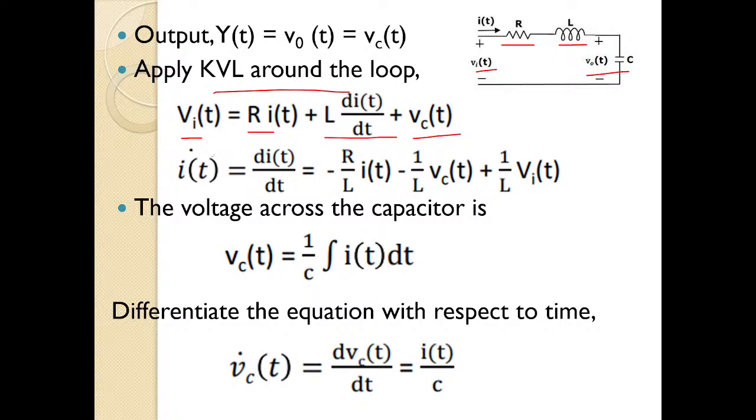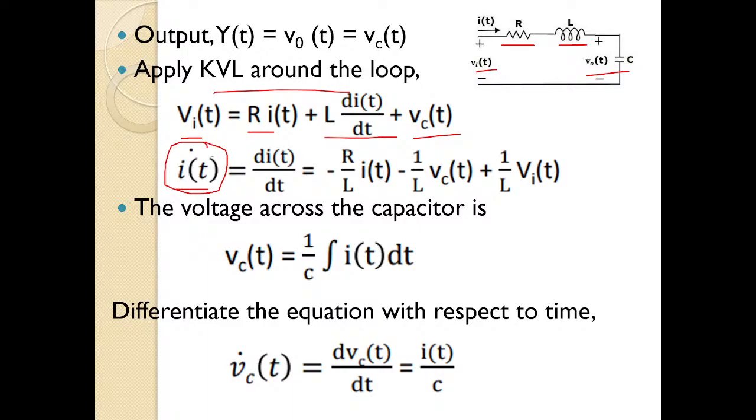Now, what is I dot of t? We want the state equation, isn't it? State model. We want the state model, which means we need the state equation and the output equation. So what is the state equation? It is the first order differentiation of the state variables. So we have two state variables here. One is I of t, another one is the voltage across the capacitor.